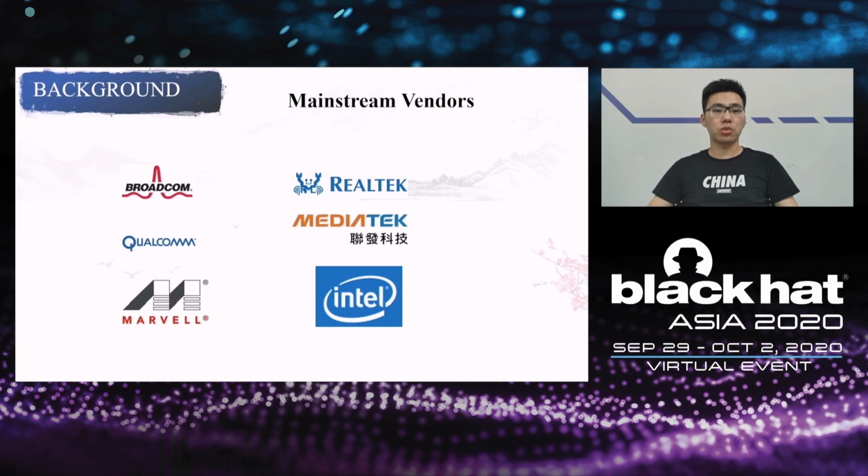MediaTek Wi-Fi chips are used in routers, network adapters, and Android phones. Realtek Wi-Fi chips are mainly used in routers and USB network adapters. The most popular USB wireless network adapters in China use Realtek Wi-Fi chips. Marvell: Microsoft Surface Pro uses Marvell Wi-Fi chips.